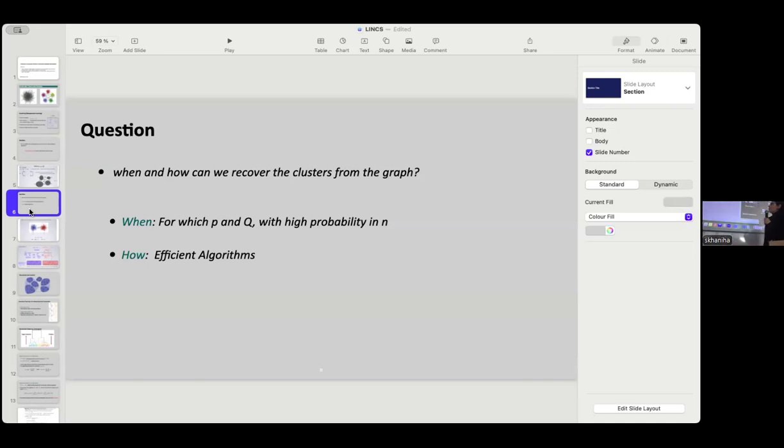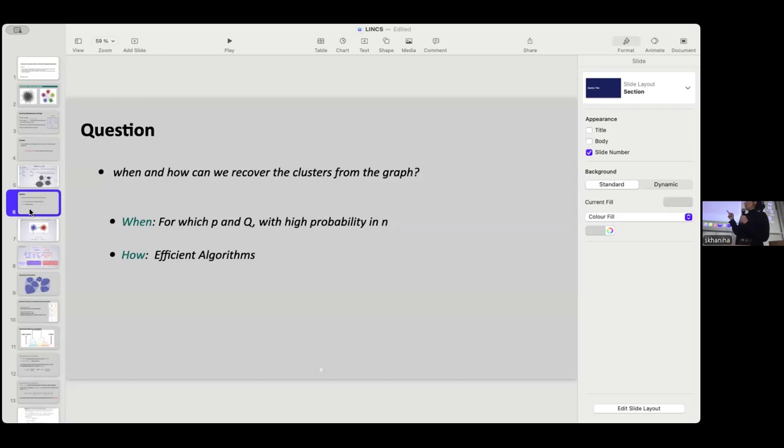So the question here is when and how we can recover the clusters from the groups when we have this model. And by "when" we mean for which Q and which size of the clusters we are able to recover the clusters. It depends on two parameters. One is the size of the cluster, and the other is the probability that we connect the communities to each other. Why? For example, if all the probabilities are similar, actually we don't have any communities, so it shouldn't be possible to recover the communities with any algorithm.